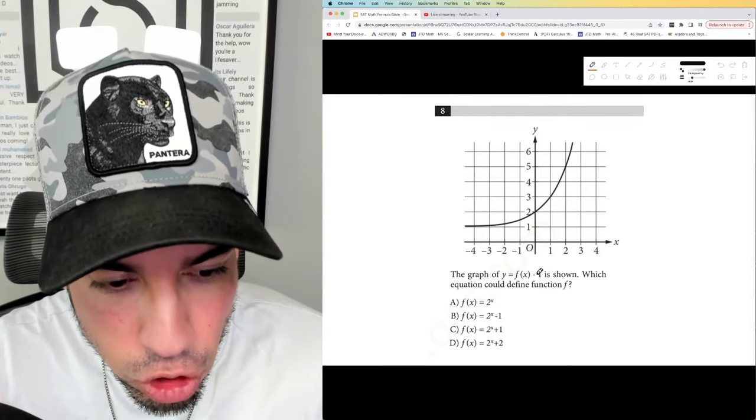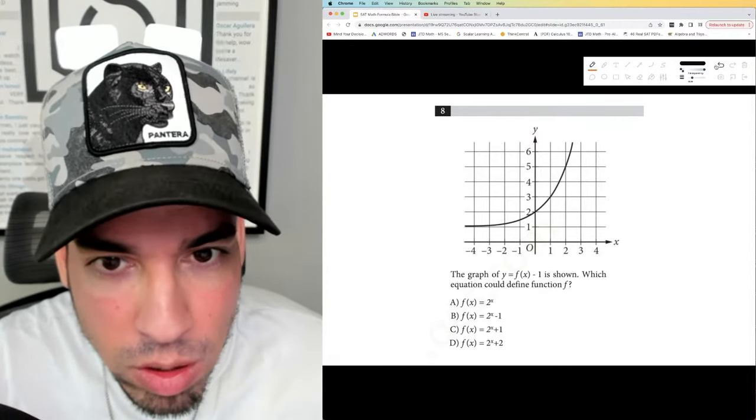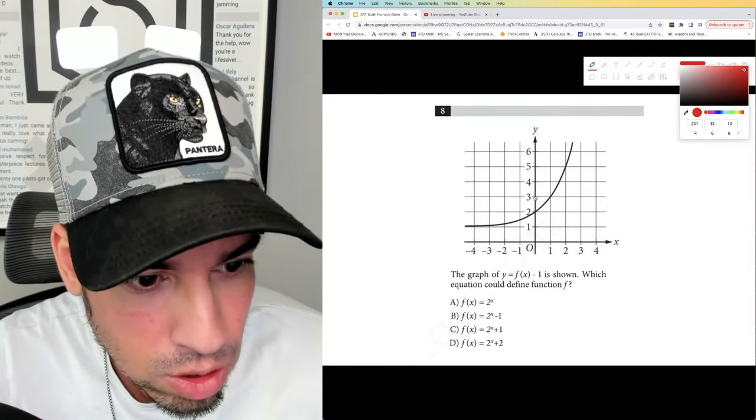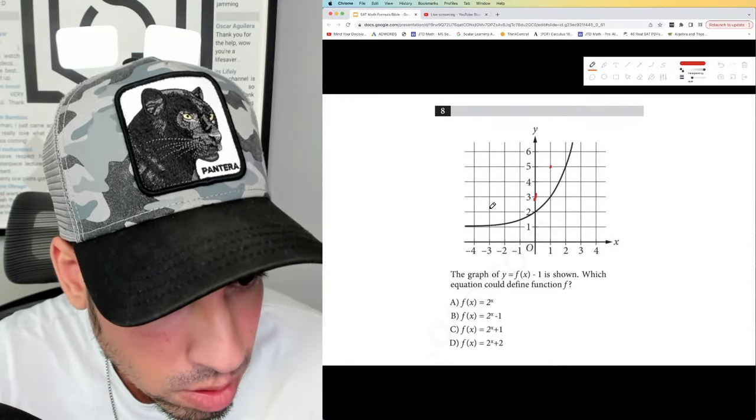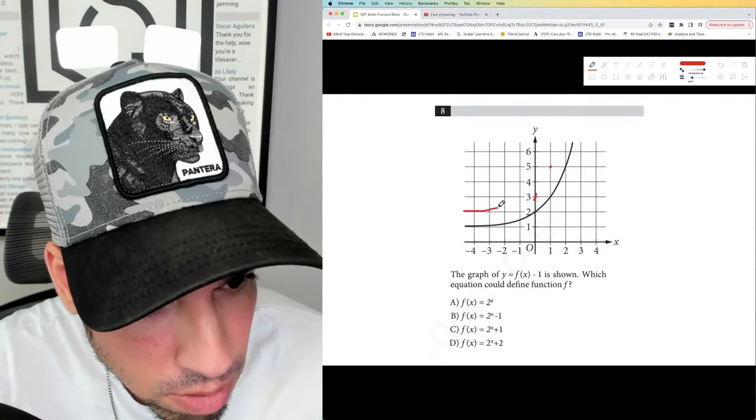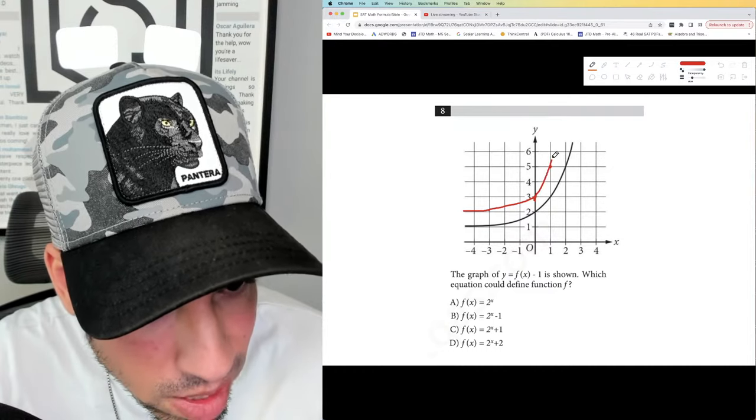That's with a vertical translation down by 1. So the real graph would look like this, right? It would look like 1 up. Everything is 1 up. So the real graph of f of x would look like this. And that's very important to recognize.